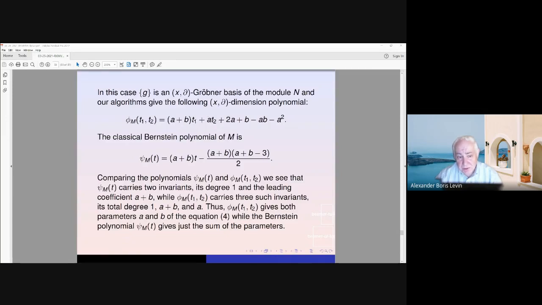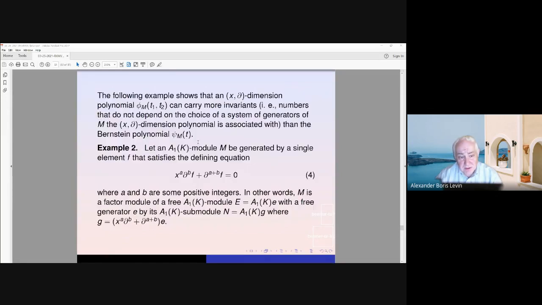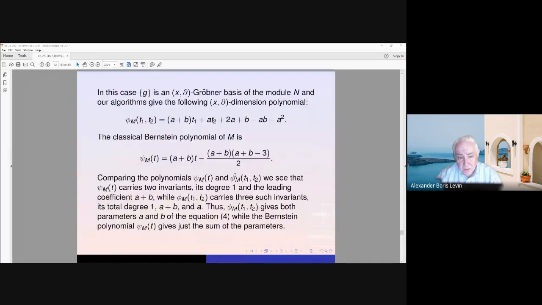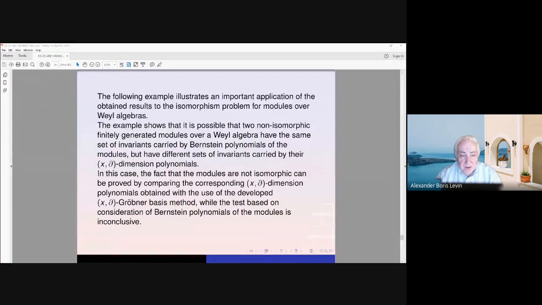So this polynomial gives you all the parameters a plus b and a. So it fully defines the parameters of this defining equation. While the Bernstein polynomial gives you only this parameter, a plus b, which is invariant. So it's an essential advantage.